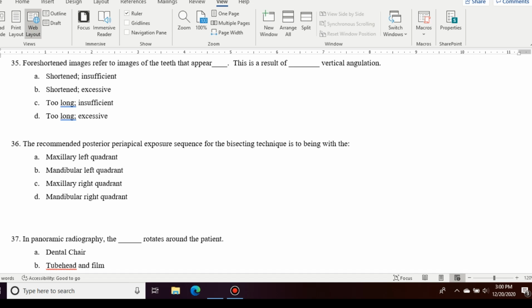36. The recommended posterior periapical exposure sequence for the bisecting technique is to begin with A, maxillary left quadrant, B, mandibular left quadrant, C, maxillary right quadrant, D, mandibular right quadrant. The correct answer is C, maxillary right quadrant.